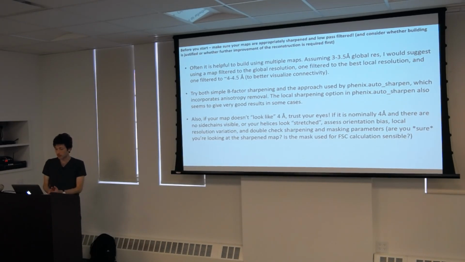And the final point I'd make about that is, trust your eyes. If your map doesn't look like 4 angstroms, but the number that's coming out of your FSC calculation is 4 angstroms, trust your eyes more than the FSC and try to figure out why that is the case. There are a number of reasons why a nominal resolution of 4 angstroms might not really look like it. Number one would be you've got a substantial orientation bias, so calculate a 3D FSC or use some other metric to analyze anisotropy.